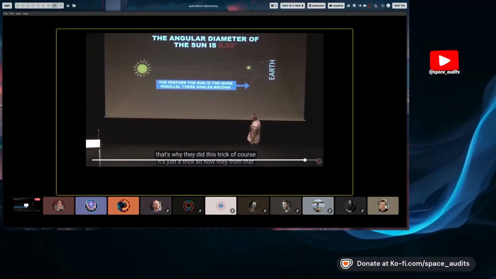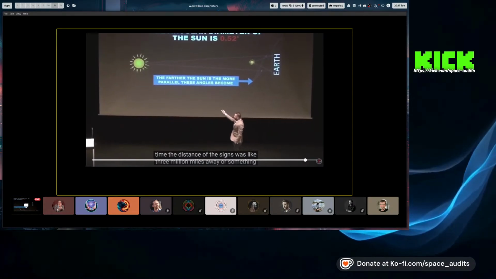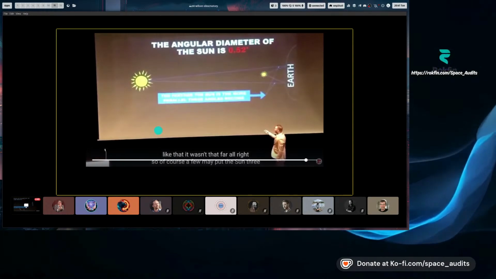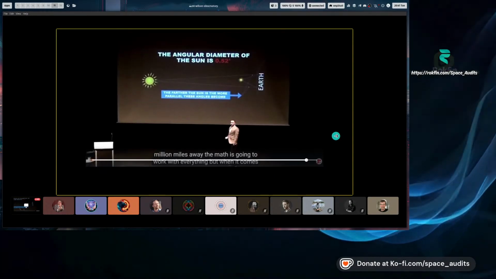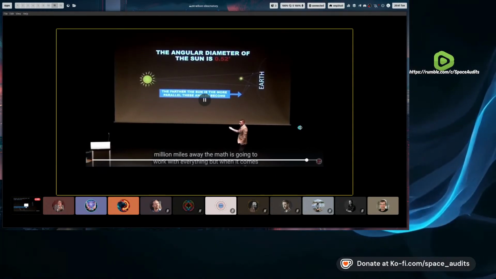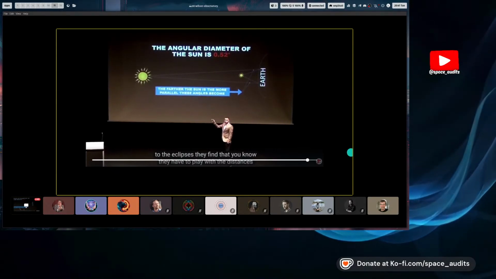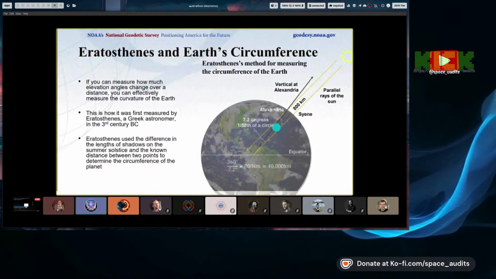So now, from that time, the distance to the sun was like 3 million miles away or something like that. It wasn't that far. All right. So, of course, if you put the sun 3 million miles away, the math is going to work with everything. But when it comes to the eclipse, they find that they have to play with the distances because something is going wrong. All right, so that's pretty much most of it.